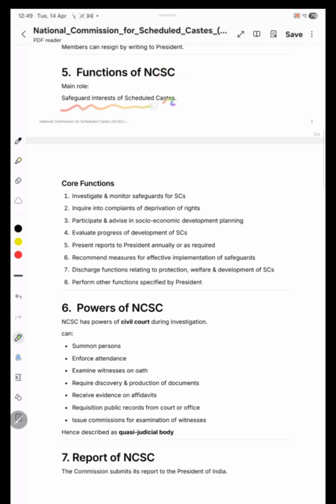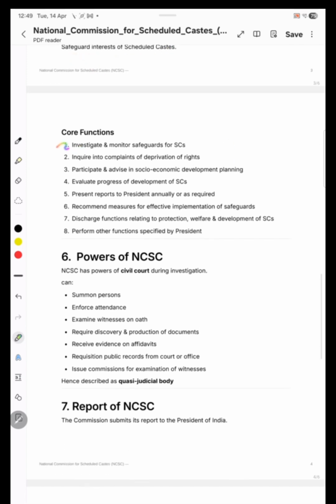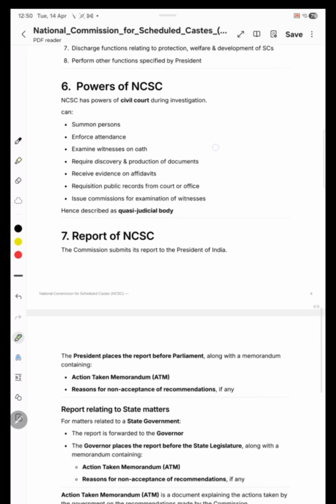So basically the main role is to safeguard the interests of scheduled caste, to investigate and monitor, safeguard, inquire into complaints of deprivation of rights, participate and advise in socio-economic development, evaluate progress and development, present a report to the president annually, okay, and recommend measures for effective implementation, discharge functions related to protection, welfare and development, and any other function specified by the president, right?